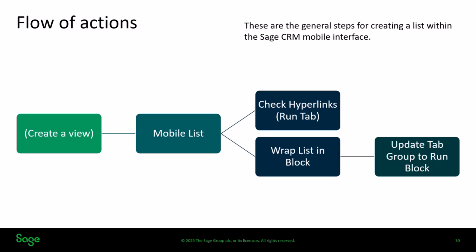We're going to then look at the idea of building a mobile list, a mobile optimized list. We'll then check the hyperlinks that we're using. We'll wrap everything in a block, and then we'll update the tab to call that and pass in the contextual information that can be used for filtering.